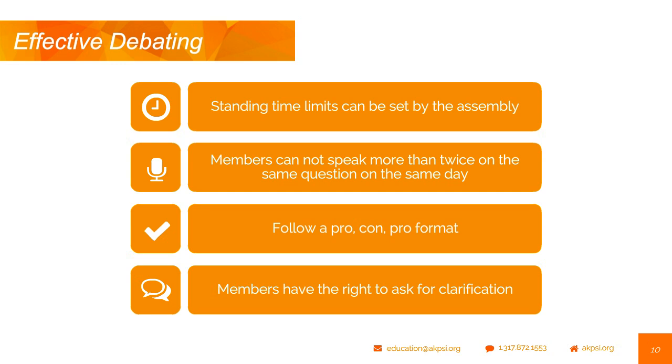Number 2, number of speeches. No member can speak more than twice to the same question on the same day. The second time can only happen after all who wish to speak have gotten a chance to speak.